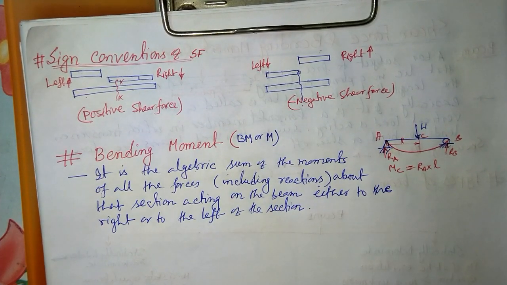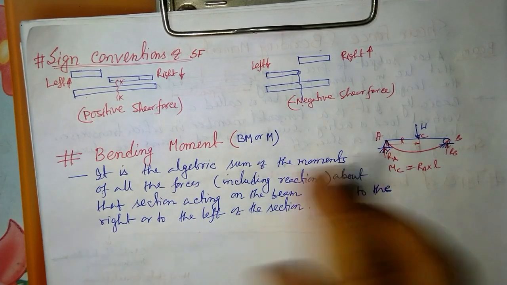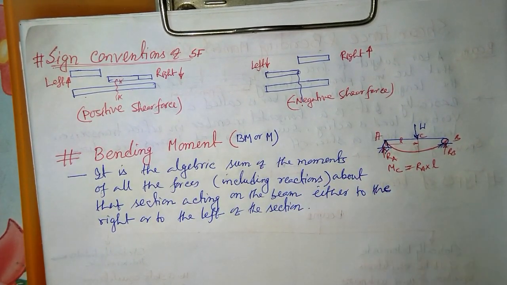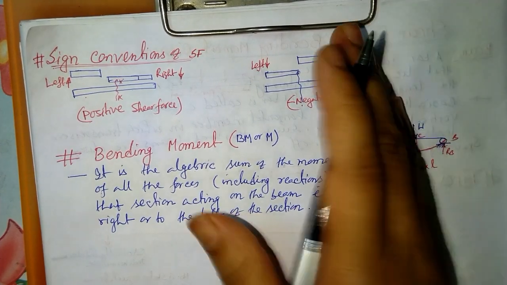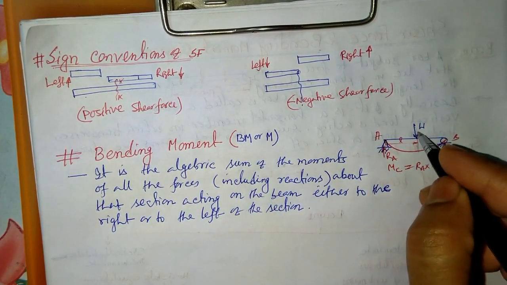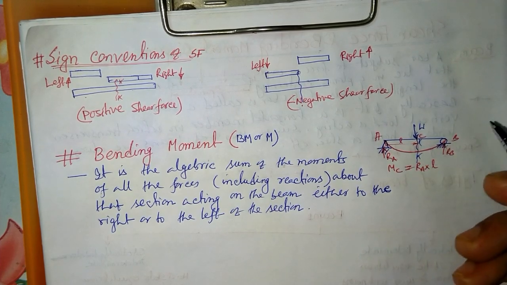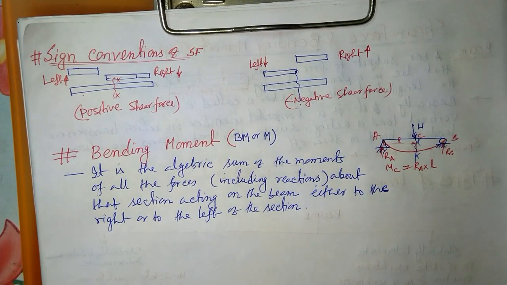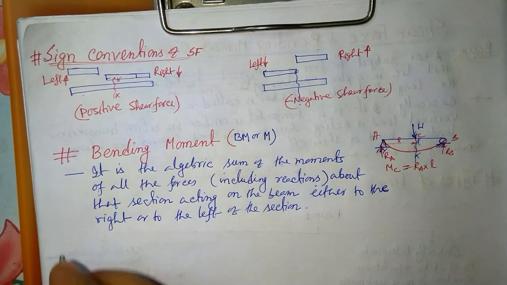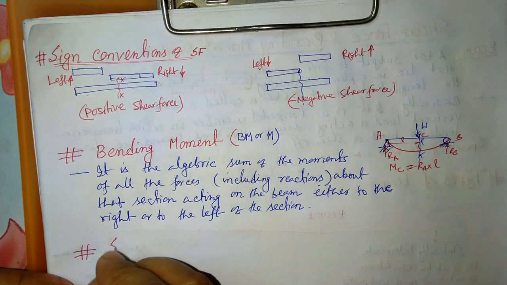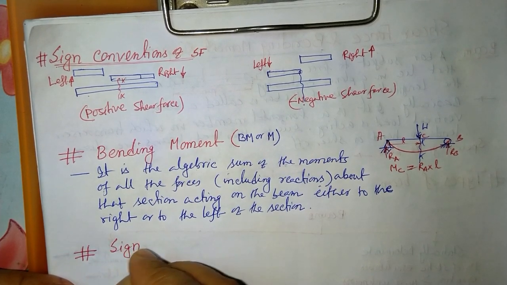Okay, so this is our bending moment: the algebraic sum of moments of all the forces, including the reactions, about any section, either on the left side or the right side. If we take this as a section xx, then left or right, whatever it is, that will be the moment. Okay, so this is our bending moment. Now next, see the sign convention of bending moments.